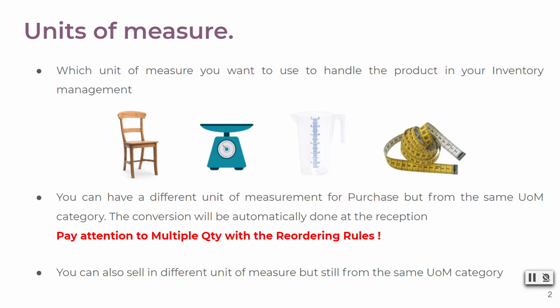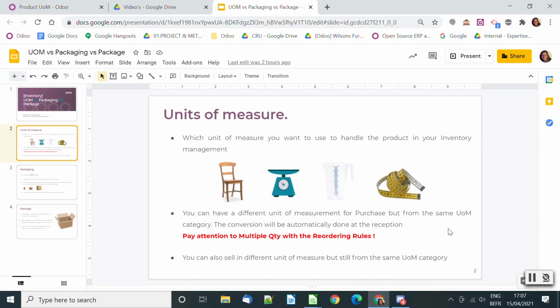Another thing is, even if you manage, for example, your product by unit, you can also decide to sell them by, for example, pack of 10. So it's not because you have decided the unit of measure of your product for inventory management is the unit that you absolutely need to use this same unit of measure for selling. Now I'll show you these things in Odoo.